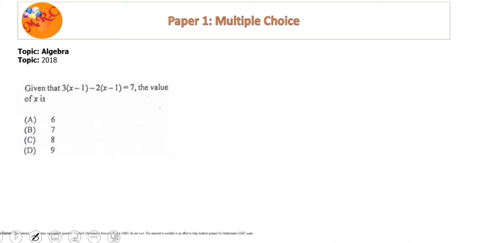Given that 3 open bracket x minus 1 close bracket minus 2 times x minus 1 equals 7, then the value of x is. So let's go. 3 times x, we're distributing. So 3 times x gives us 3x. 3 times negative 1 gives us negative 3. Negative 2 times x gives us negative 2x. And negative 2 times negative 1 gives us positive 2. And that is equal to 7.